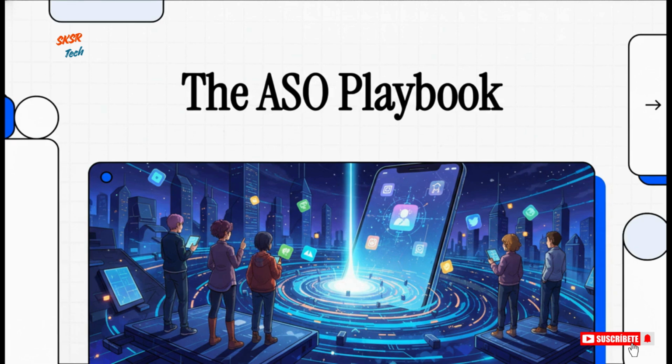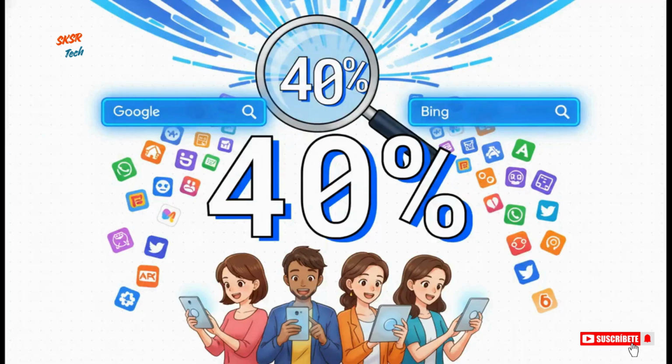We're breaking down the playbook for App Store Optimization, or ASO. This is your key to winning the visibility game. And why is this so critical? Well, get this. According to a recent Statista report, a whopping 40% of people all over the world find new apps simply by searching on places like Google. 40%! That is a massive chunk of your potential audience that you just can't afford to ignore.